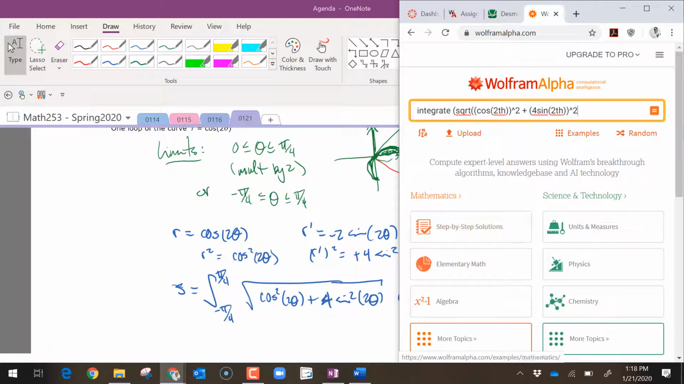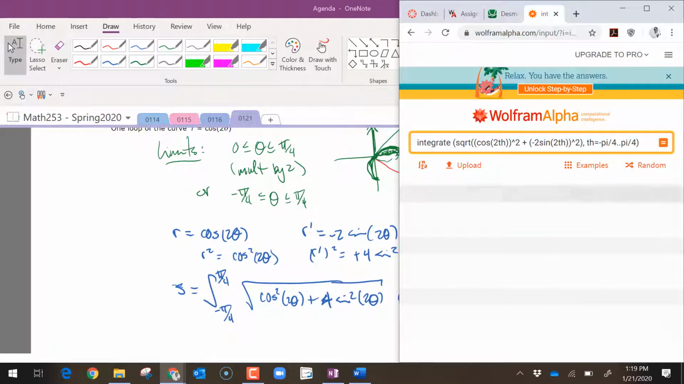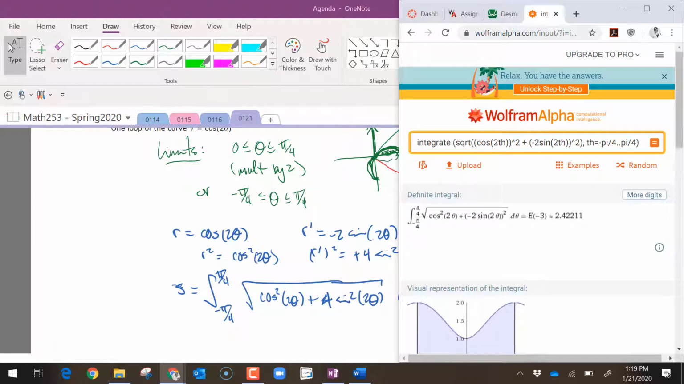Oh, yeah. What? Negative 2? Does that look right so far? Okay, so that's inside of the cosine, and then my theta is going to go from minus pi over 4 to pi over 4. Negative. Yeah. All right, hopefully it works. E negative 3. What? All right.